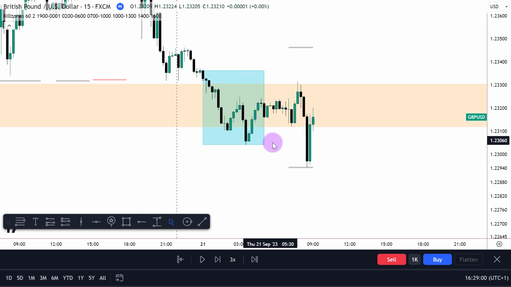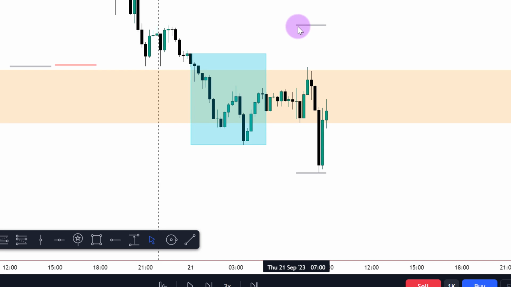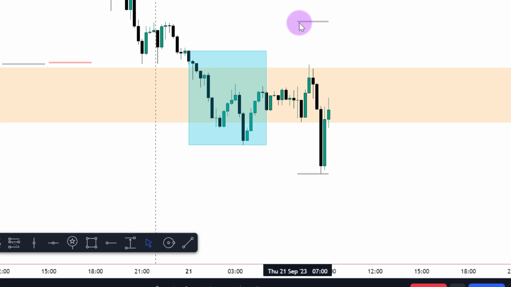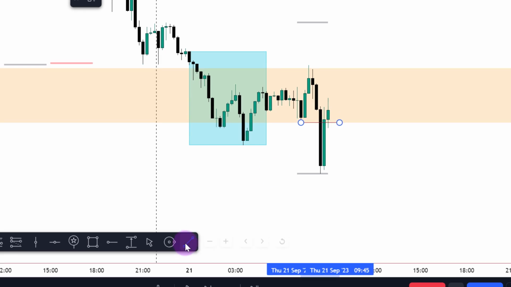Okay guys, so look at this. Price does this at London. This is London open 7 a.m. GMT plus 1, which will be 2 a.m. New York time to 5 a.m. New York time. 2 to 5 a.m. New York time is 7 a.m. to around 10 a.m. GMT plus 1. So look at this. At the kill zone, price gave us a shift of market structure lower. Shift of market structure lower.